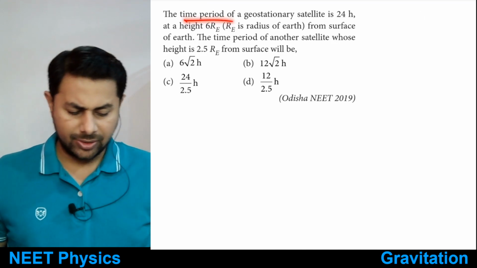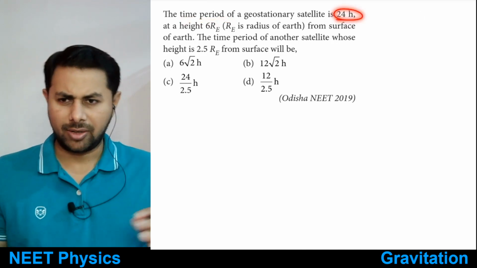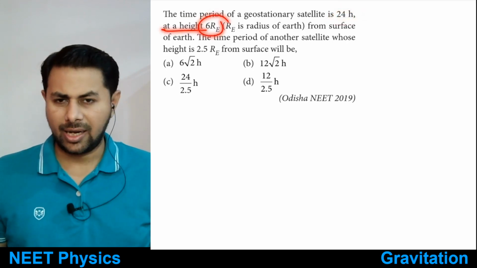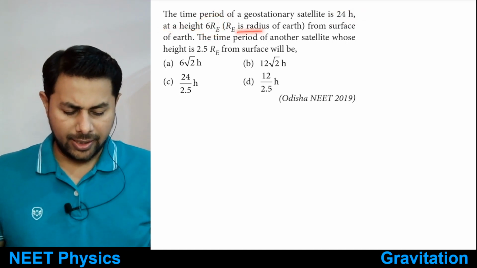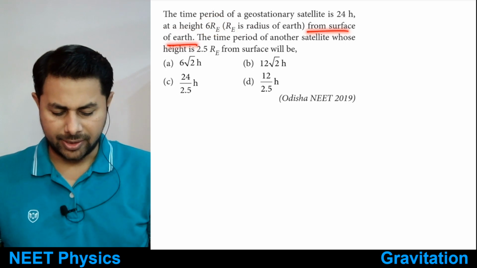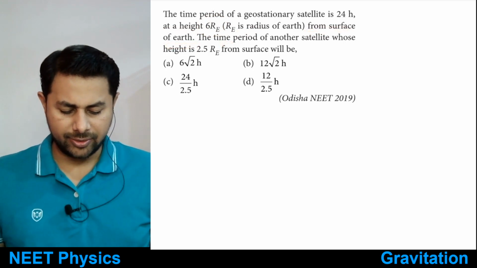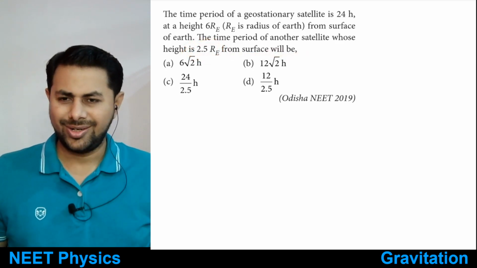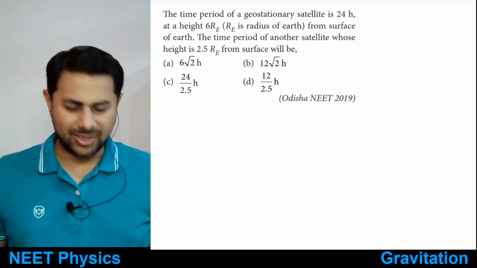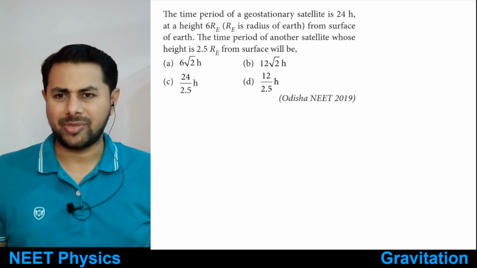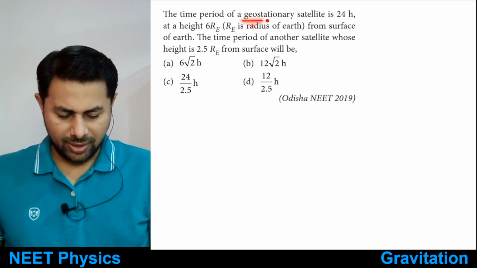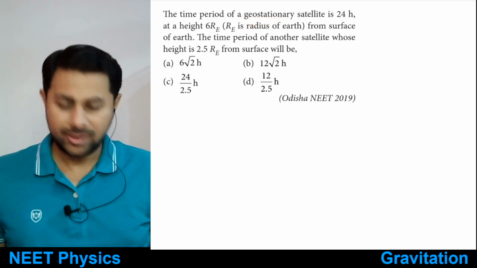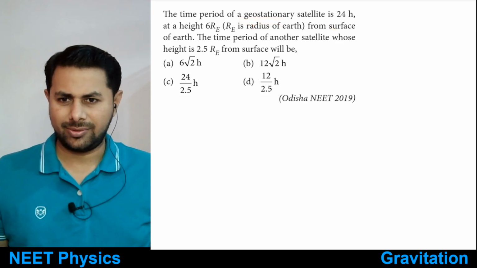The time period of a geostationary satellite is 24 hours. So they have told that time period of geostationary satellite is 24 hours at height of 6 R_E, and R_E is radius of Earth, from the surface of Earth. Then the time period of another satellite whose height is 2.5 R_E from the surface of Earth will be. Now, no more information about a geostationary satellite is required. This is a normal question based upon satellite. Even if we know nothing about geostationary satellites, still we can solve this one, right?